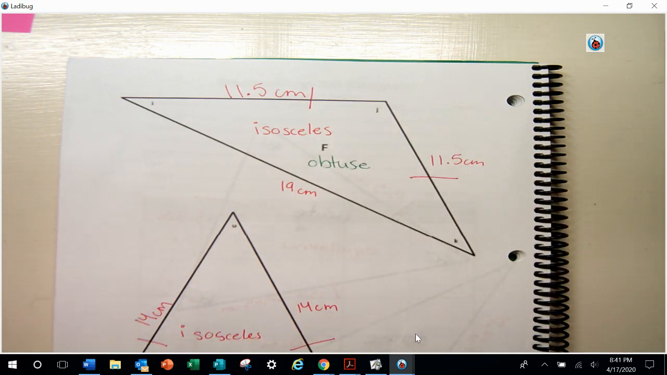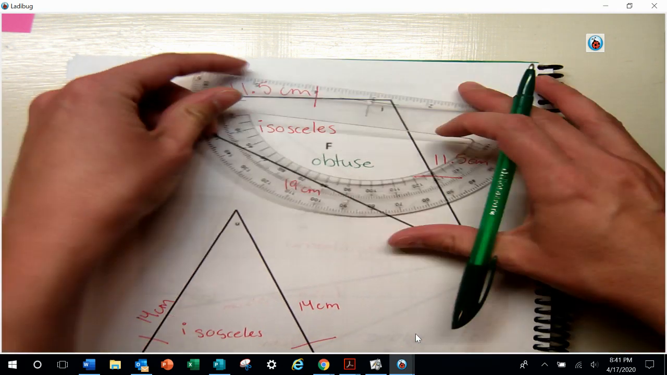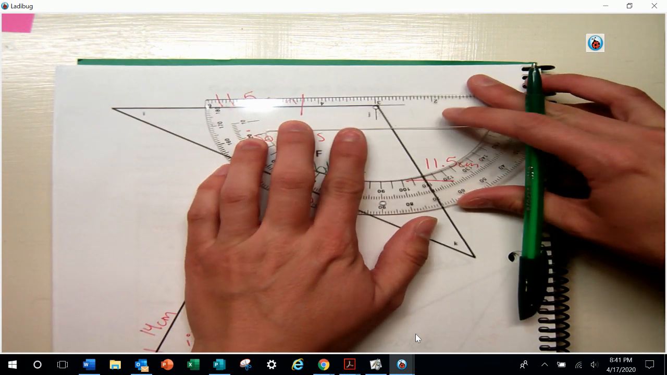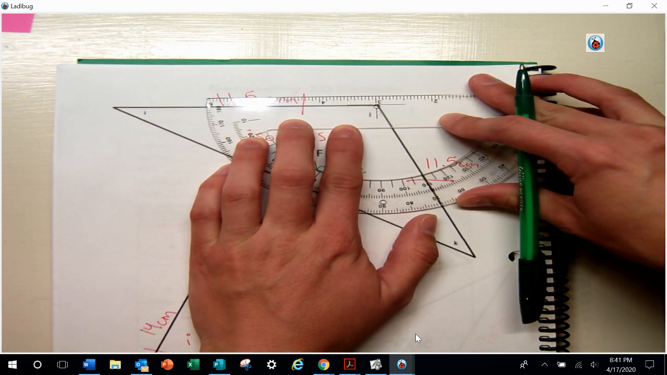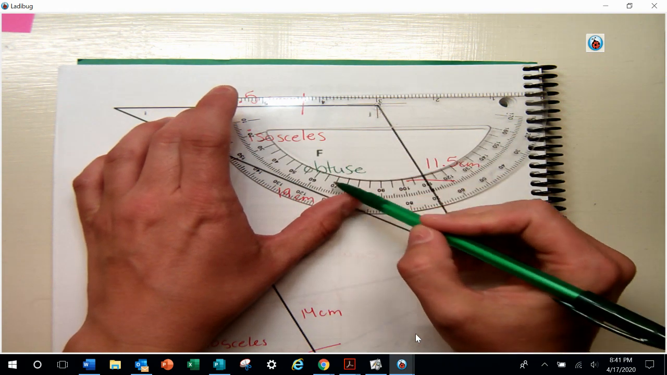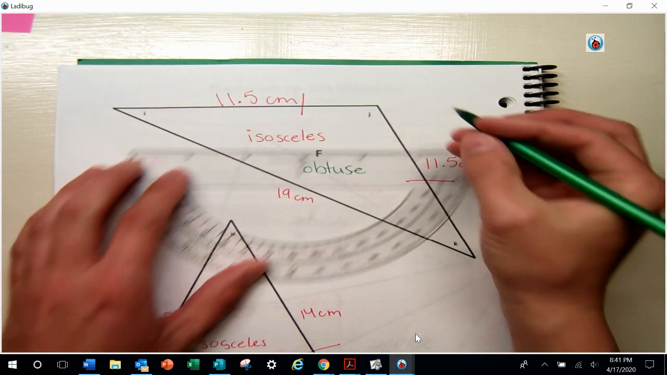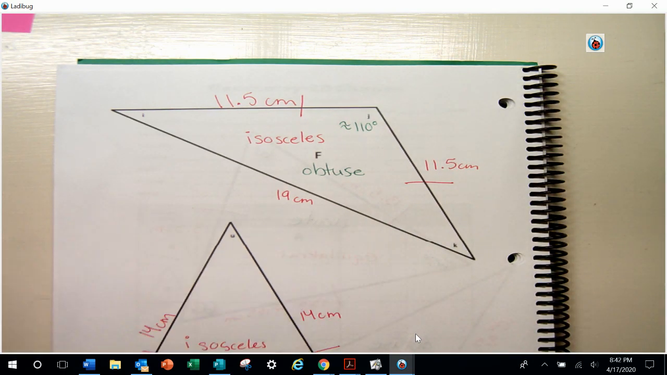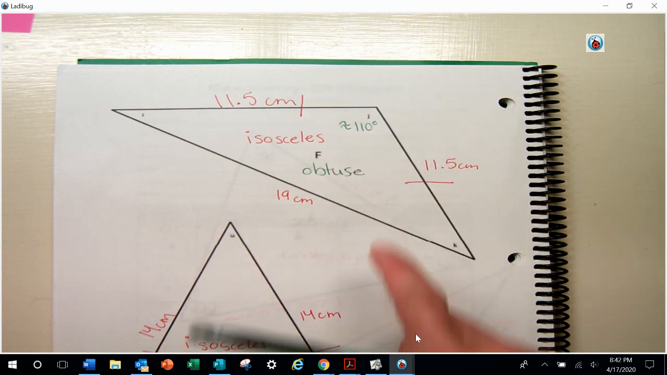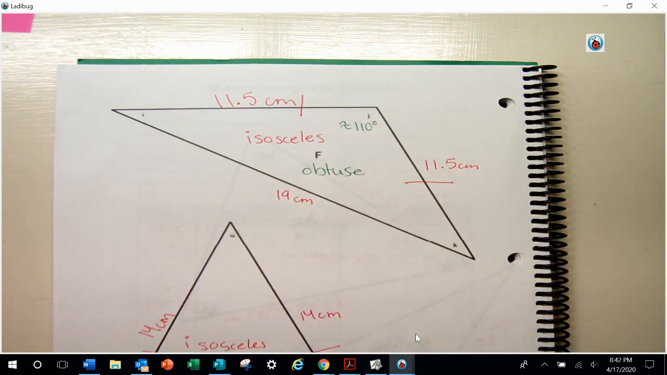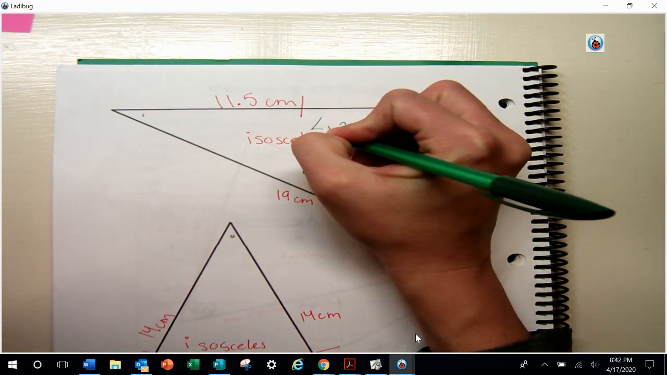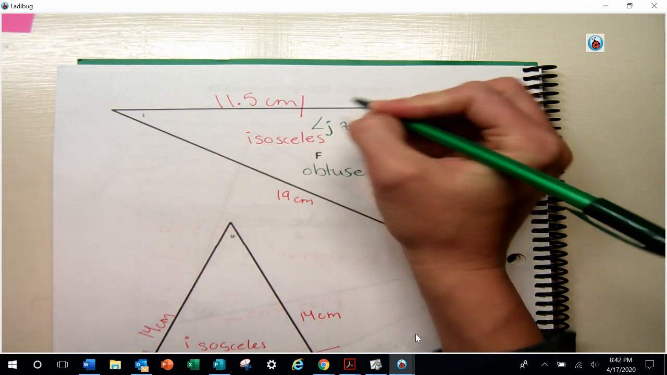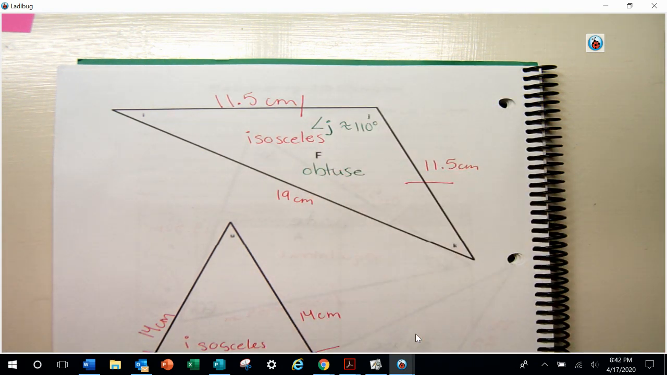Let's actually get the measurement there so that we have it for our records. So again, I'm starting on the inside one, going from 0, it's about 110. So approximately a 110 degree angle right there. So this is an obtuse triangle because it has that one obtuse angle. And I probably should put angle J. Angle J is approximately 110 degrees.